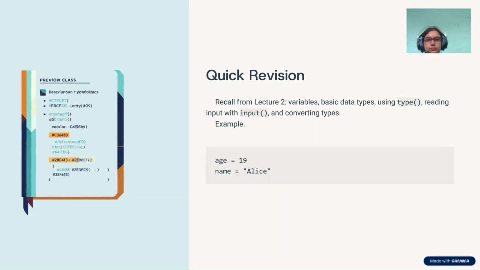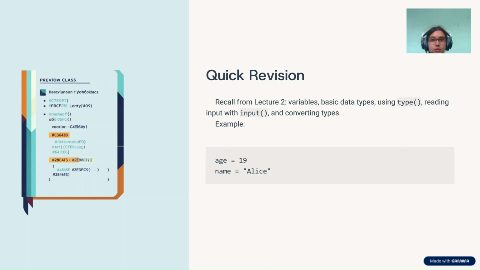So, before learning something new, let's quickly revise what we learned in the previous lectures. First of all, we learned that variables store data. Then we learned that Python has different types of data types, such as integer, boolean, string, and float. Then we also know that we can use the type function to check the data type of a variable.